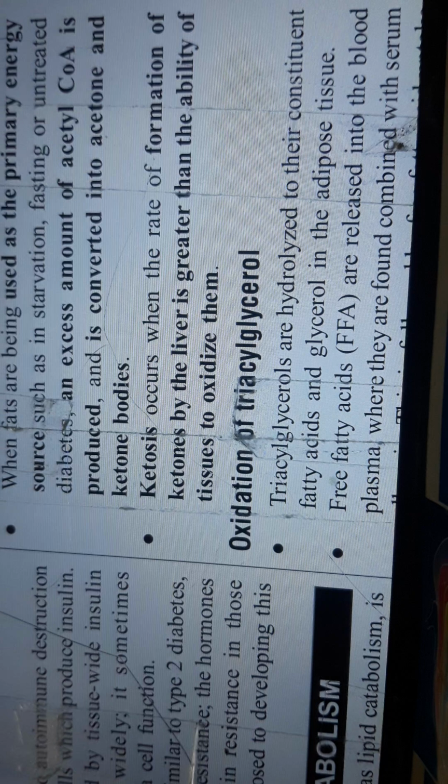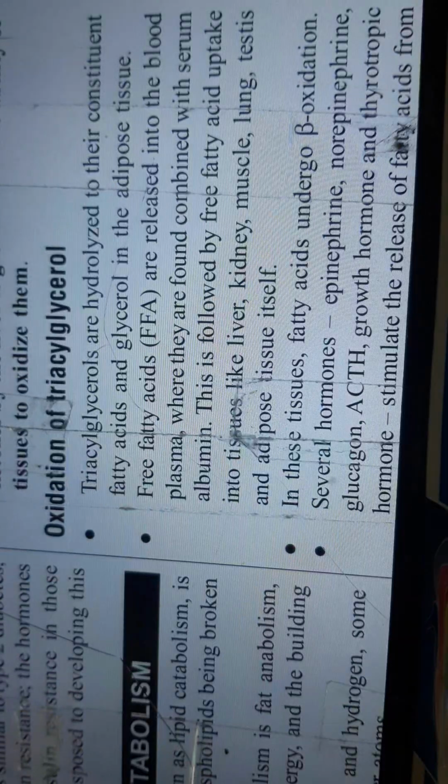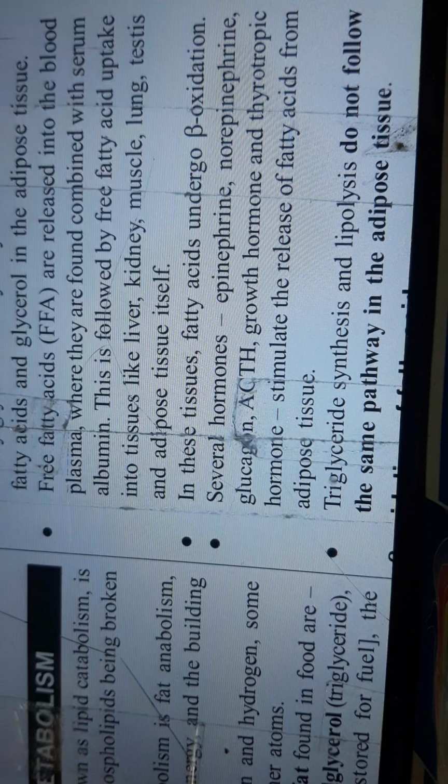Ketosis occurs when the rate of formation of ketones by the liver is greater than the ability of tissues to oxidize them. Oxidation of triacylglycerol: triacylglycerols are hydrolyzed into their constituent fatty acids and glycerol in the adipose tissue. Free fatty acids, FFA, are released into the blood plasma, where they are found combined with the serum albumins. This is followed by free fatty acid uptake into tissues like liver, kidney, muscle, lung, testes, and adipose tissue itself.